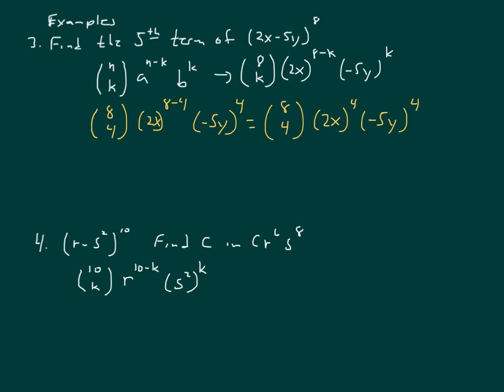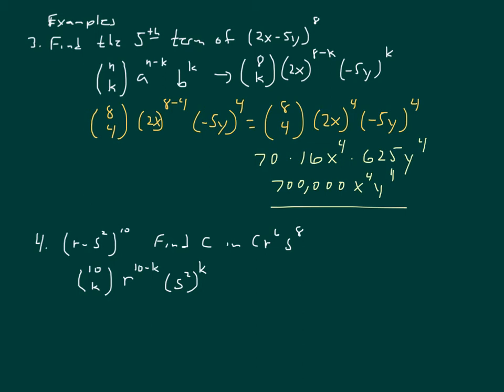Welcome back. You should have gotten 700,000 x to the fourth y to the fourth. The way that works is this. The 8 choose 4 is 70, times 2x to the fourth is going to be multiplied by 16 x to the fourth, and negative 5y to the fourth is going to be 625 y to the fourth. And so when you multiply all that out, 70 times 16 times 625 gets you 700,000 x to the fourth y to the fourth. So that would be the fifth term of that binomial expansion.